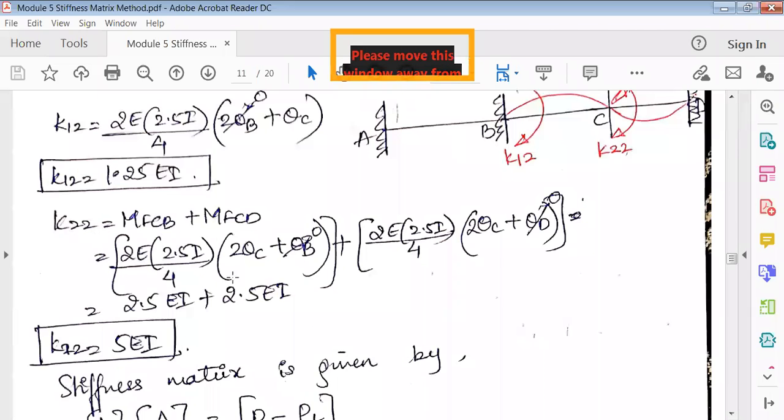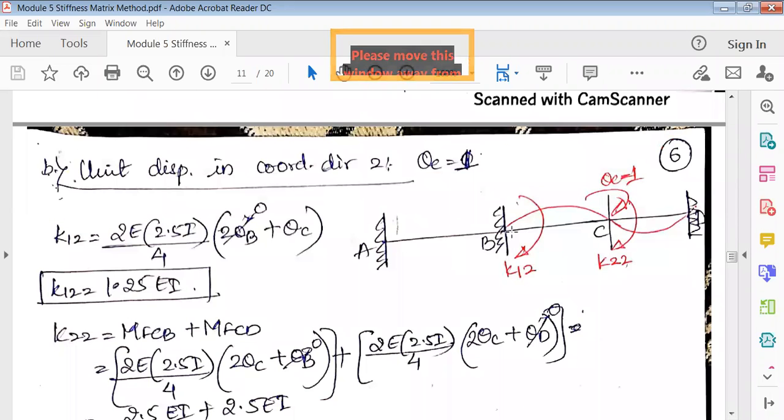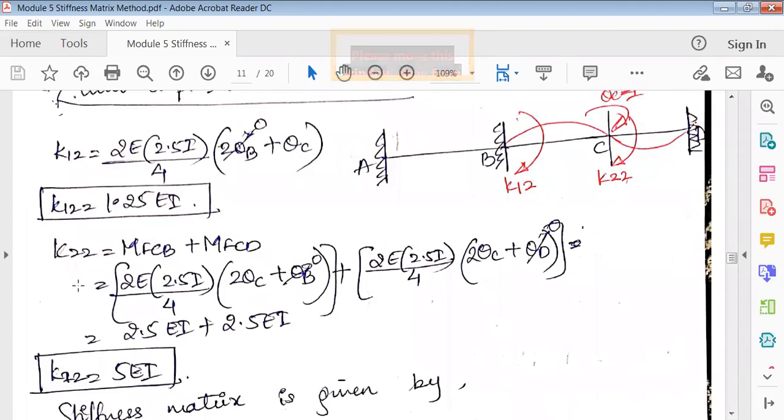Okay, next find K22. So K22, both of these are bending. It is MFCB plus MFCD. Okay, so MFCB is 2EI by L, 2 times theta C plus theta B. Then again the same for CD, it is 2EI by L, 2 times theta C plus theta D.